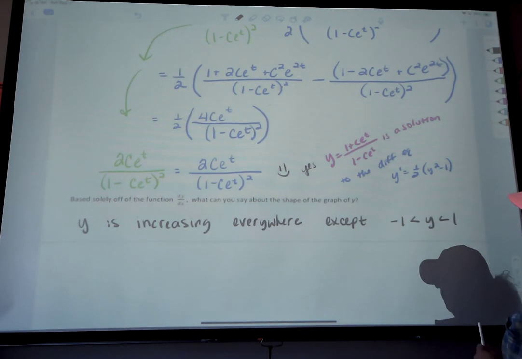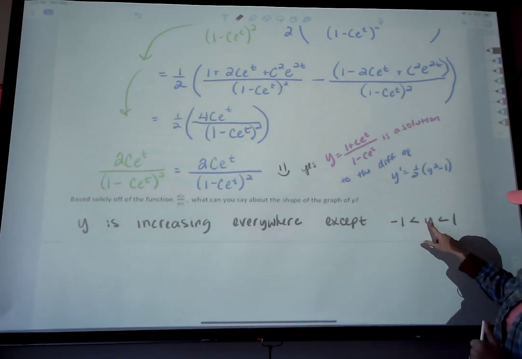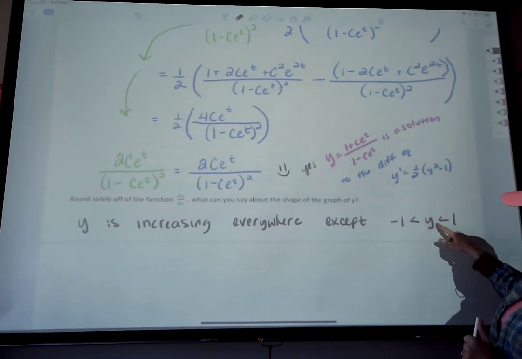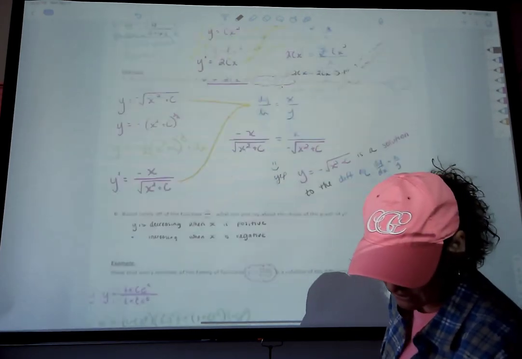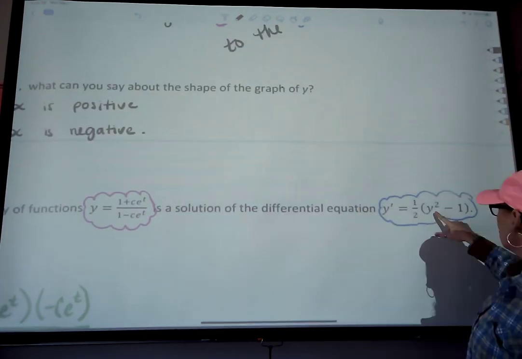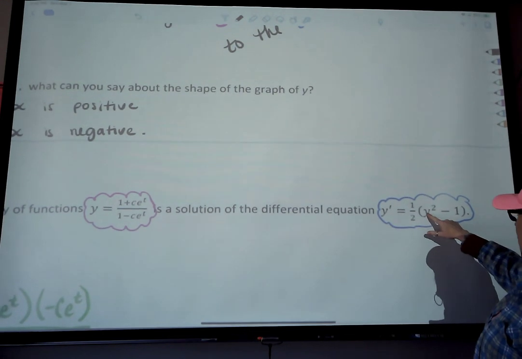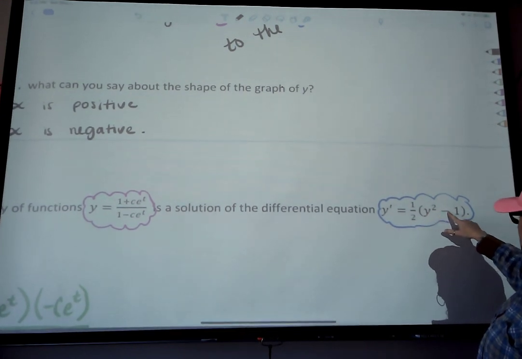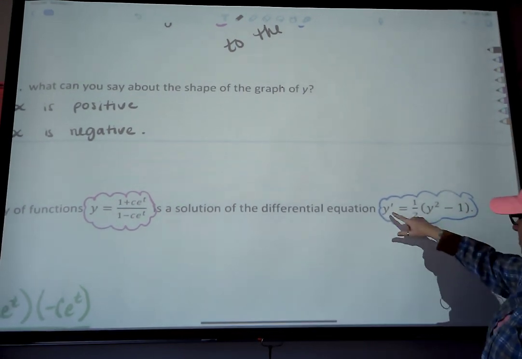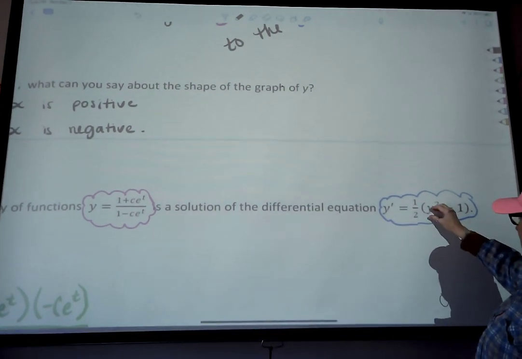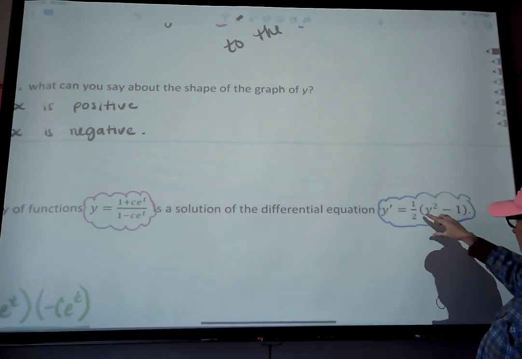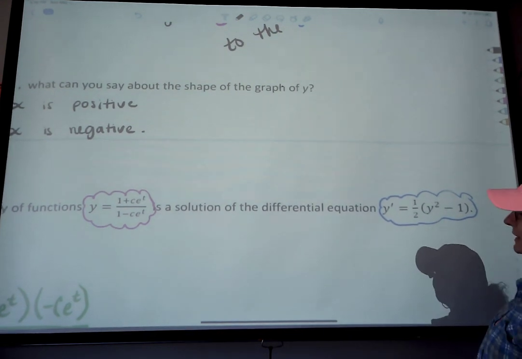Make sense? Everywhere, let's see, y is less than 1, it's greater than negative 1. Does that make sense? Negative 1, slope would be 0. Positive 1, slope would be 0. Smaller, negative, yeah, that's what I can say.